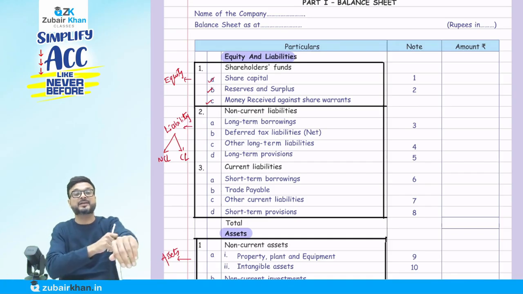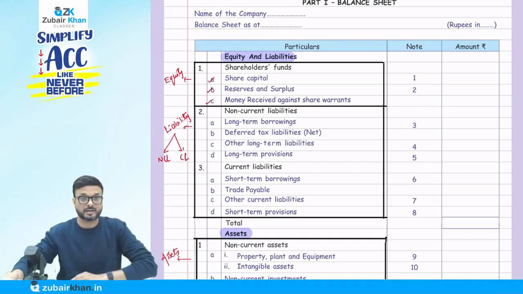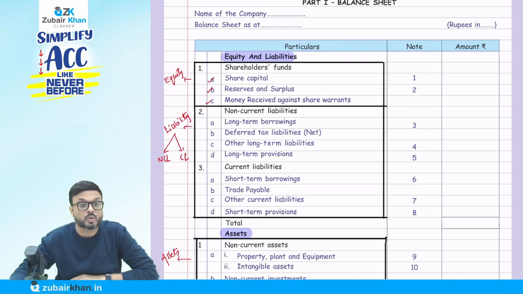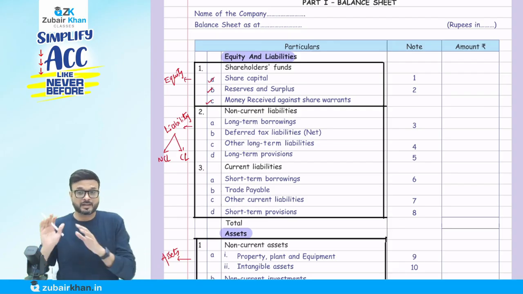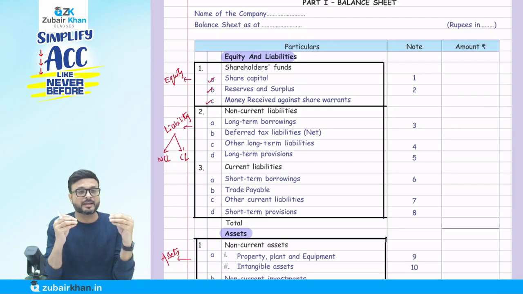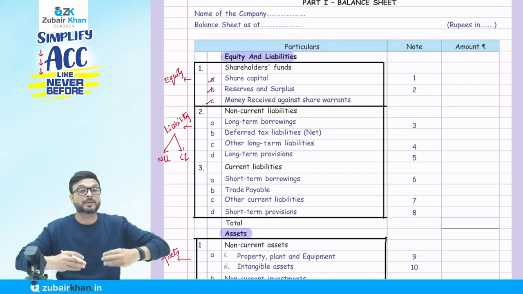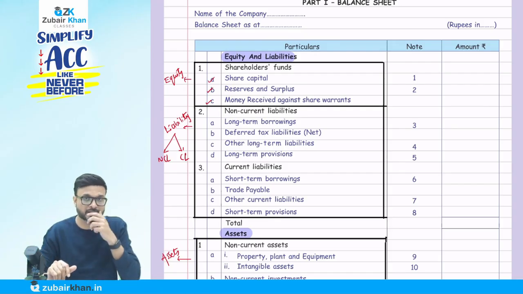Now we're discussing liability. What do you mean by liability? Something which we are liable to pay to an outsider, we call liability. And there are two types, non-current liability and current liability. Non-current liability means something which, in general, we are liable to pay after 1 year.